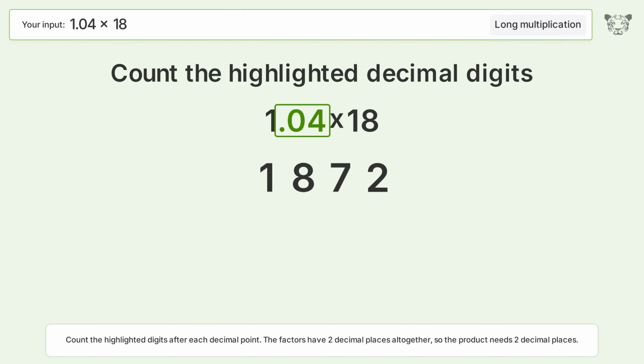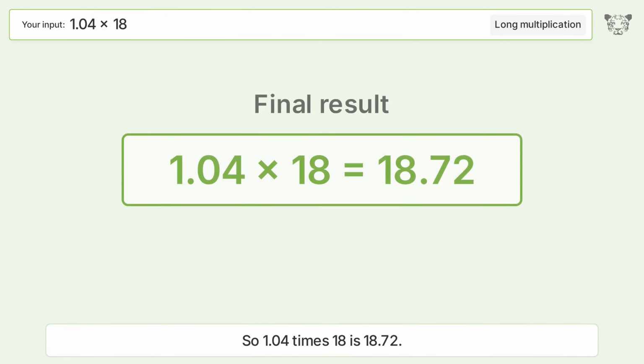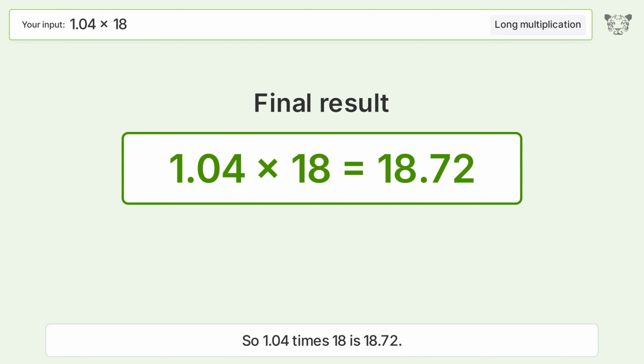Count the highlighted digits after each decimal point. The factors have 2 decimal places altogether, so the product needs 2 decimal places. Place the decimal point 2 places from the right. 1872 becomes 18.72. So 1.04 times 18 is 18.72.